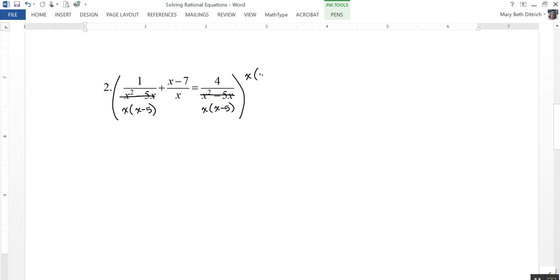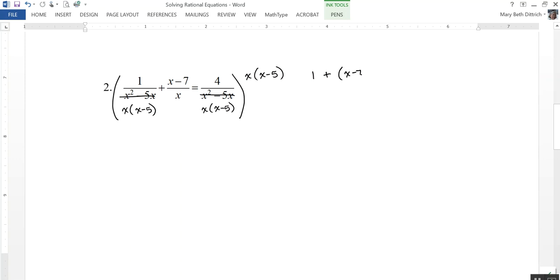So my common denominator is going to be that denominator there, x times (x minus 5). I'm going to go ahead and cross those out so that we see that that's there. So my common denominator, x times (x minus 5), and distributing that, it completely cancels out the denominator of my first rational expression, so I'm left with 1 plus, and then here the x's cancel out.